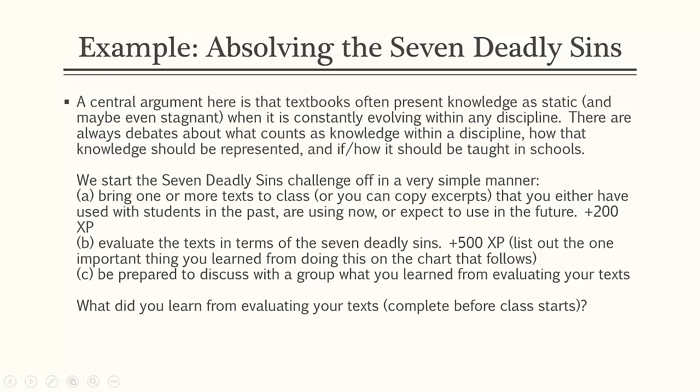These are the directions I gave to students, and this is what they needed to do before they came to class. A central argument the book is making is that textbooks often present knowledge as static and maybe even stagnant, when it is actually constantly evolving within any discipline. There are always debates about what counts as knowledge within a discipline, how that knowledge should be represented, and if and how it should be taught in schools. So they've read about this 7 deadly sins idea.